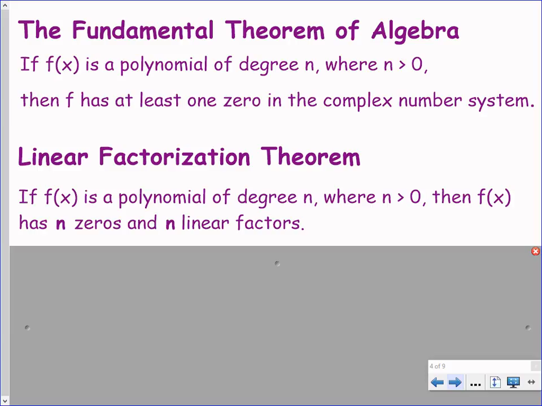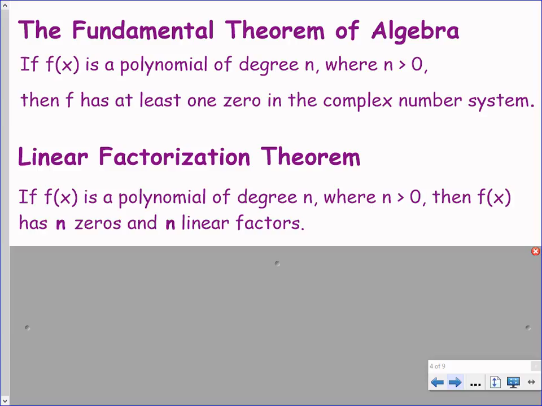Linear factorization theorem. Notice that the linear factorization theorem starts off with the same statement. So again, all this is saying is, let's clarify, we can't include horizontal lines. Horizontal lines are a special constant function. They're not going to fit these two statements because of the nature of the graph. So we're talking about linears, quadratics, and up. If the polynomial is of degree n where n is greater than 0, then f of x has n zeros and n linear factors. And n is what? The degree.